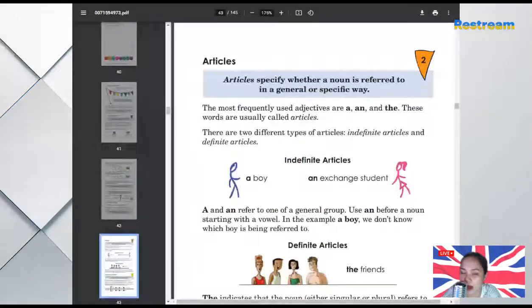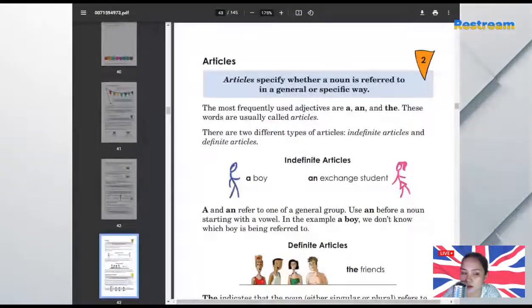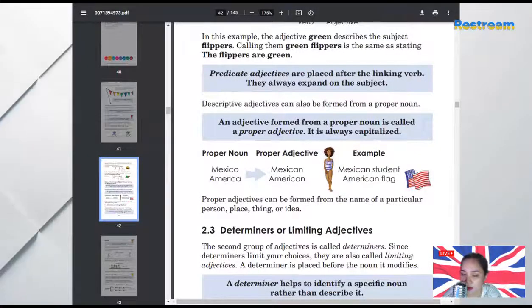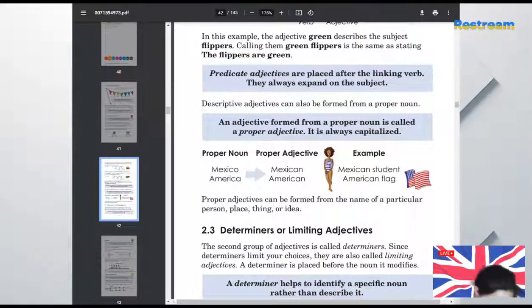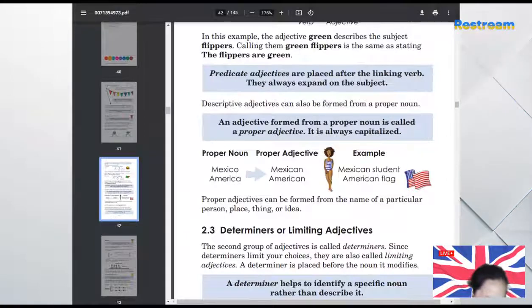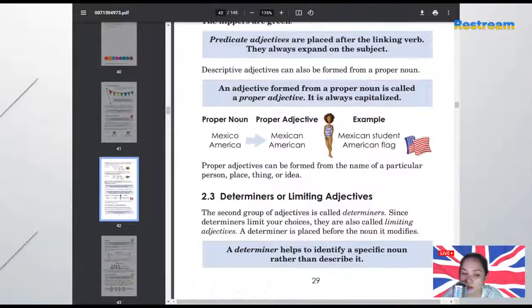By the way, do you have any questions regarding the first part of the parts of speech, which is the adjectives? Okay, do you have any questions? None? Don't have any questions. So if there's none, let's move on to the next one.